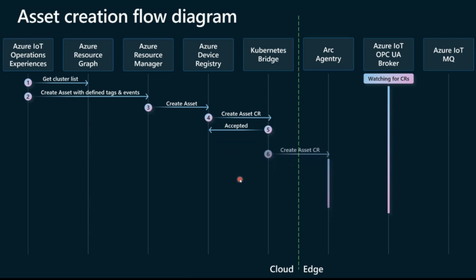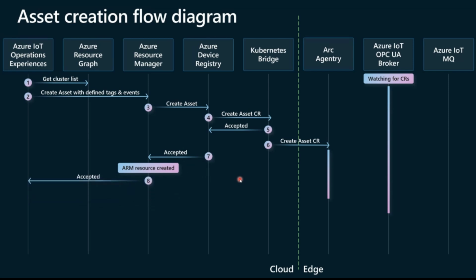Once it is accepted, the resource travels down to the edge and reaches the Arc agent running on the cluster. If it is accepted, we then create this ARM resource in the cloud that represents this asset. We get that information to the user through the UX, so they have visibility into what's happening. Once that happens asynchronously, the edge takes care of creation of the custom resource, and once it's successful, you're in pretty good shape.